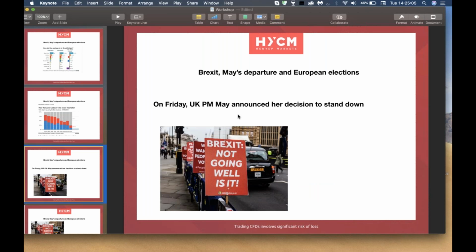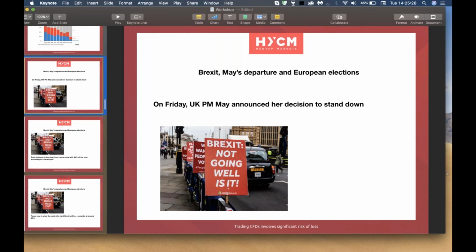And as a result, partly because of this, Theresa May announced her decision to stand down last week, seeing how difficult it was for her to deliver Brexit. And she stepped down. Now, she's due to step down on the 7th of June. So at the moment, on the Brexit front, we're not expecting much news or much movement.